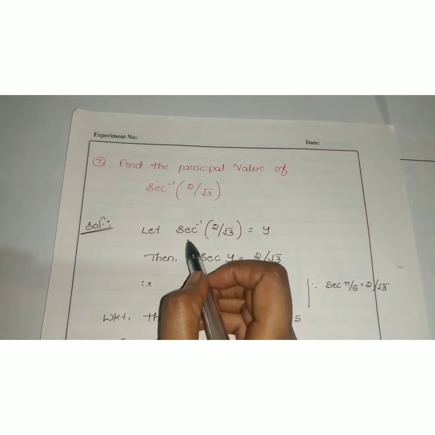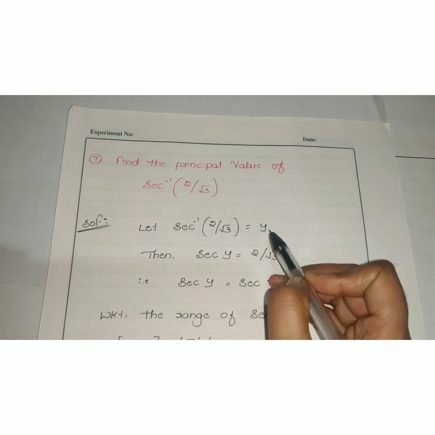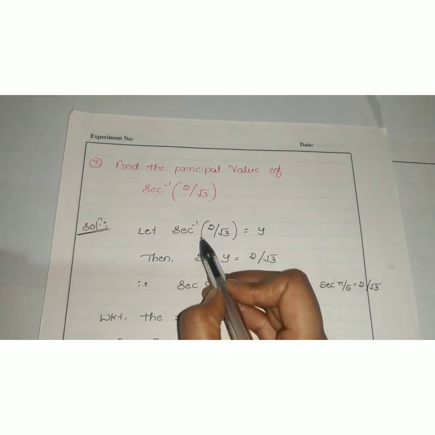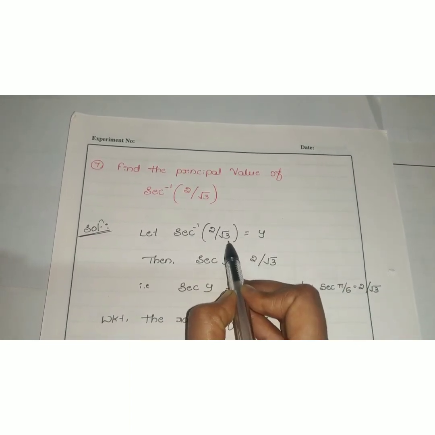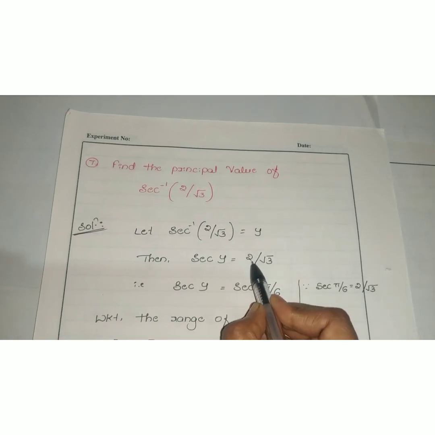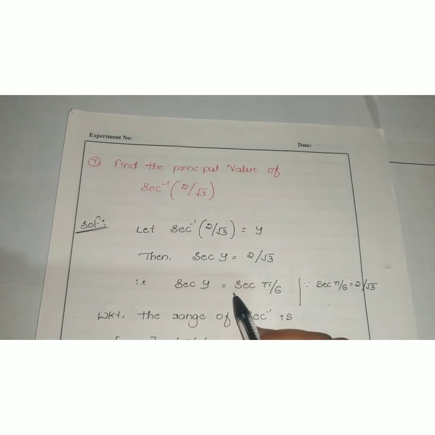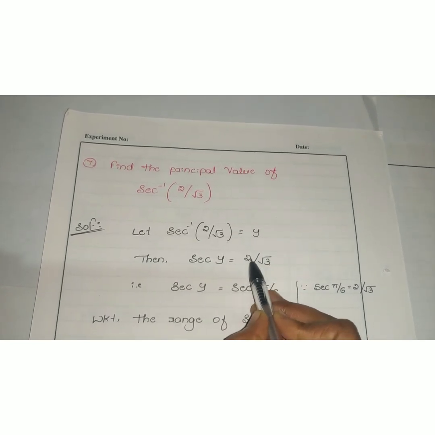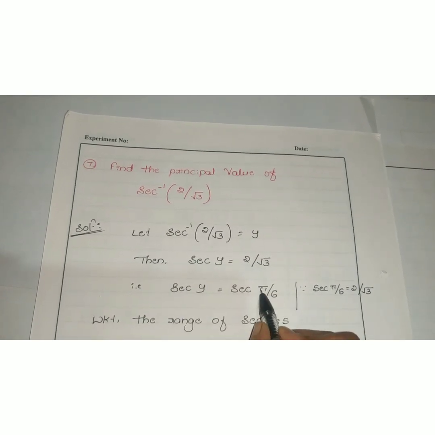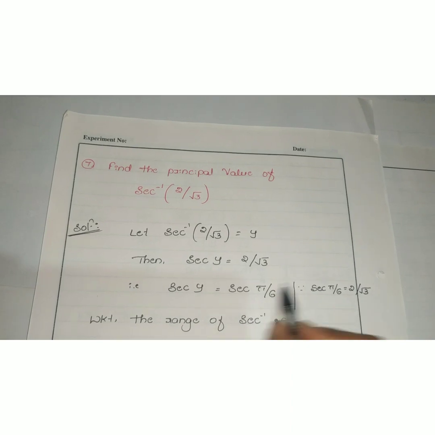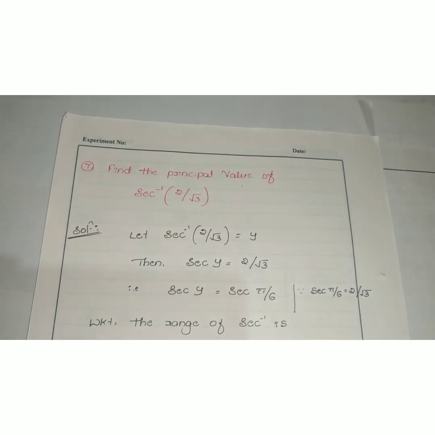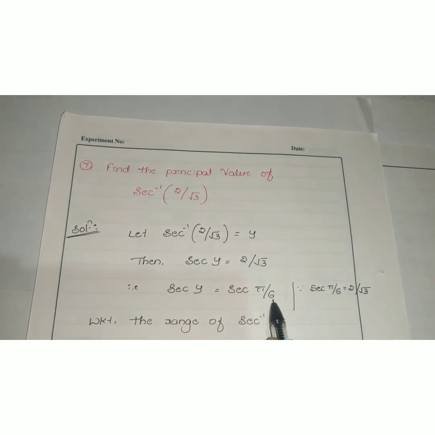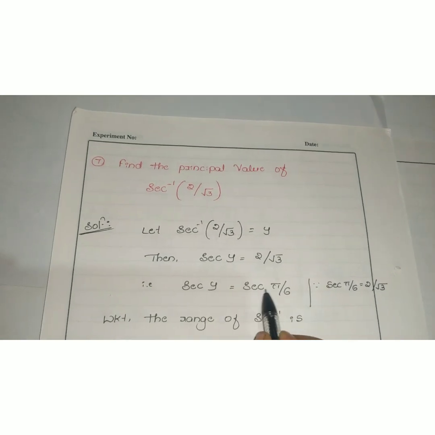So here consider the given function sec inverse of 2 by root 3 equal to y. Then sec y equal to 2 by root 3. In LHS sec y as it is, and what angle has a sec of 2 by root 3? That is sec pi by 6. Pi by 6 means 30 degrees. Sec 30 degree value is 2 by root 3. So in place of 2 by root 3, we can write sec of pi by 6. Sec y equal to sec pi by 6.